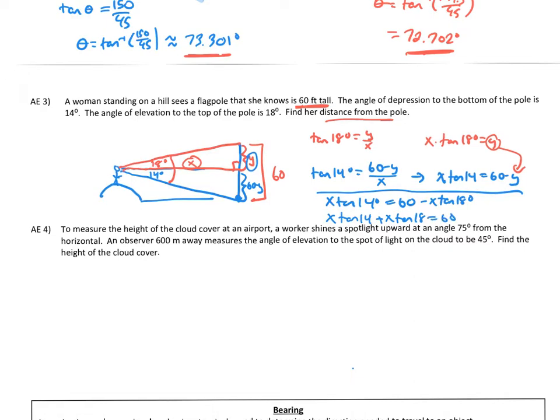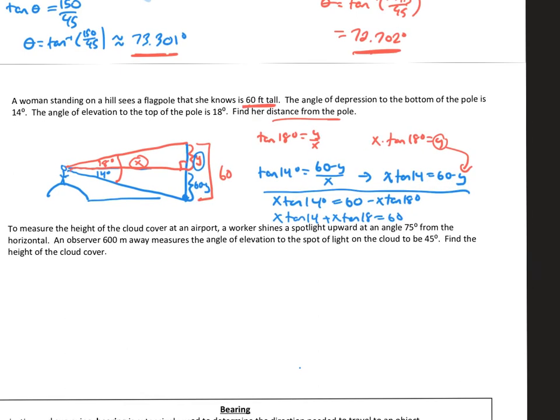And I don't know if you remember what we did in chapter 5 when we were solving some problems. Let's factor our x out, and we're left with the tangent of 14 plus the tangent of 18 equals 60. So x is going to be 60 divided by the tangent of 14 plus the tangent of 18. Well, what is 60 divided by the tangent of 14 plus the tangent of 18? That is approximately, if you plug it into the calculator, 104.485 feet. Let me go ahead and write that a little bit more clearly, 104.485 feet.